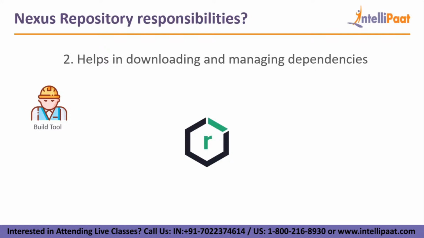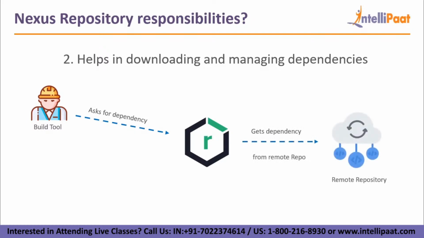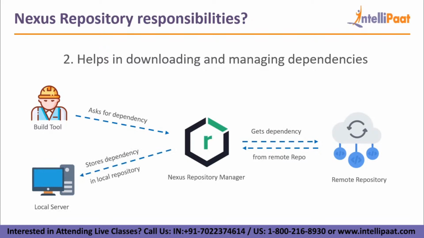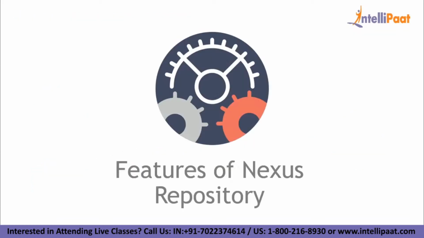So the next responsibility of Nexus is it helps in downloading and managing dependencies. Now, after your build tool reads through the configuration file for building your source code, it understands what the dependencies are, and then it tells those requirements to the Nexus. It asks the Nexus for dependencies. Nexus reads them, it goes to the remote repository and gets those dependencies, and it stores them inside a local server so that it can be used by the build tool to build the source code.